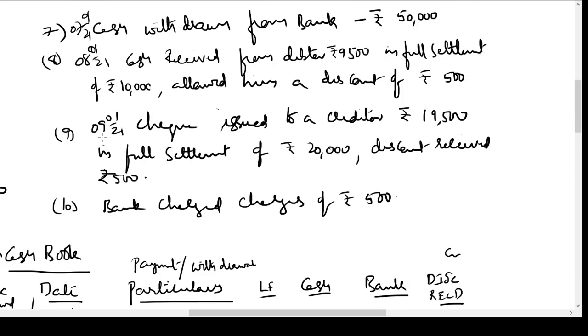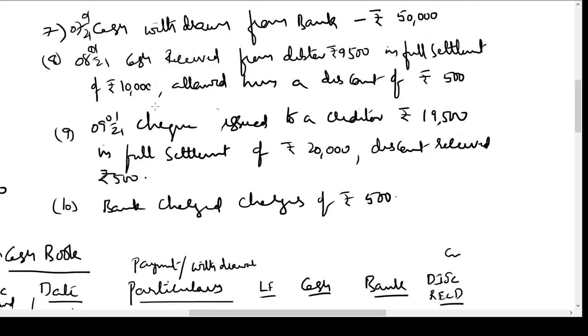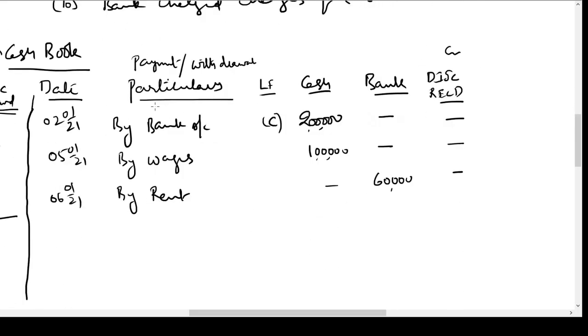7th January 21, cash withdrawn from bank 50,000. Now what is going to happen? We are going to withdraw money from the bank. That means it will be a withdrawal from the bank, and it's a receipt of cash for the business because cash is coming into the business. So we have to record it in the receipt side of the cash book in the cash column and in the withdrawal side in the bank column. So I'll record it first.